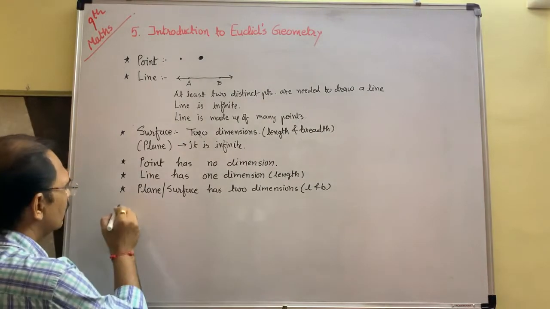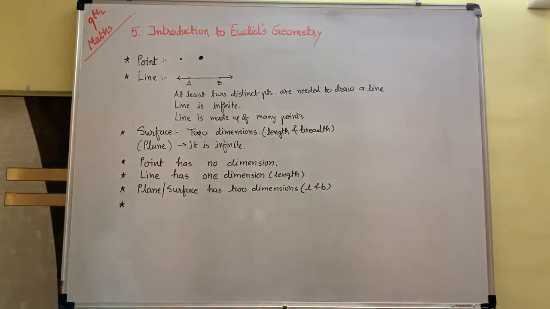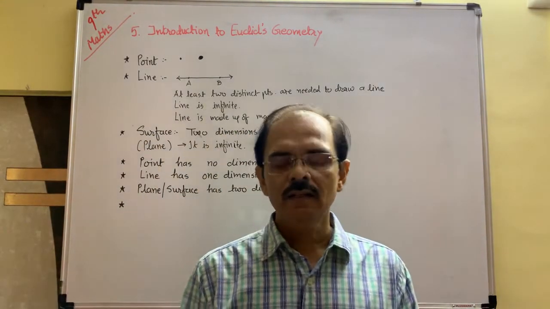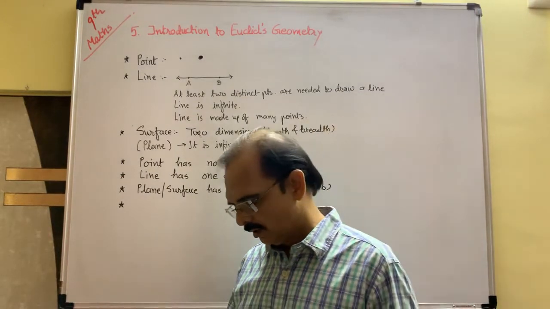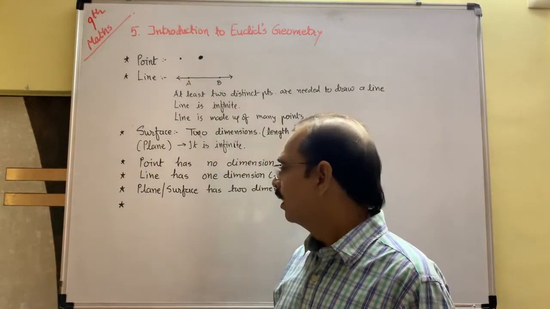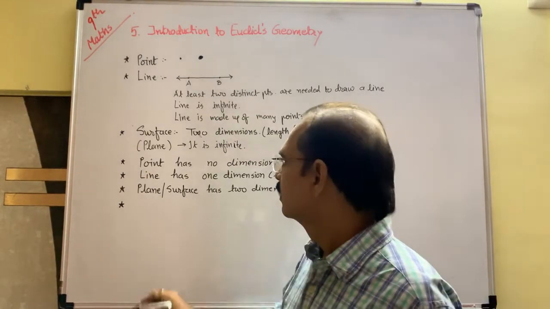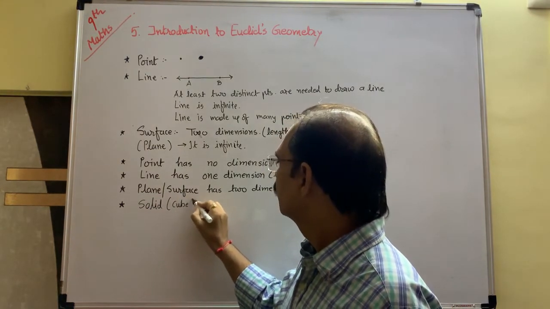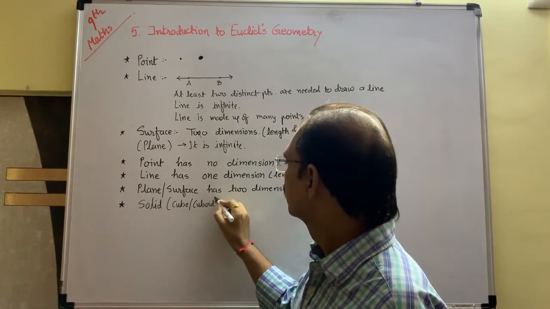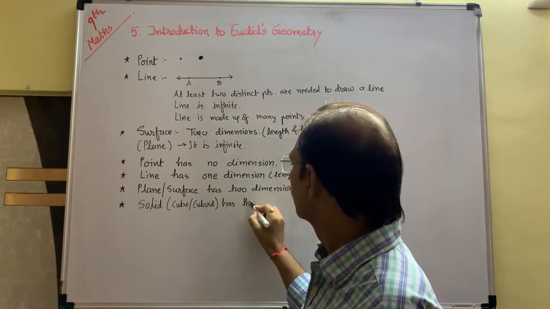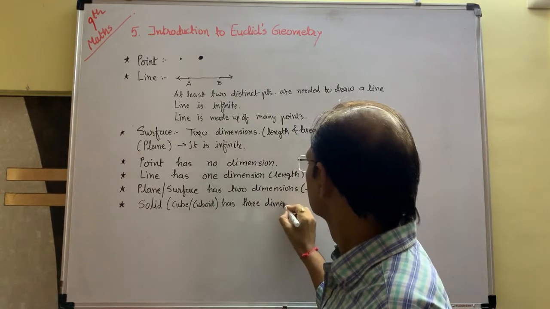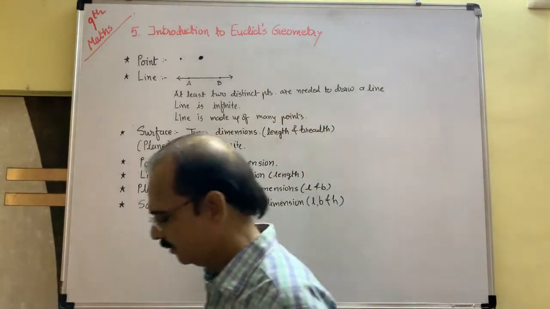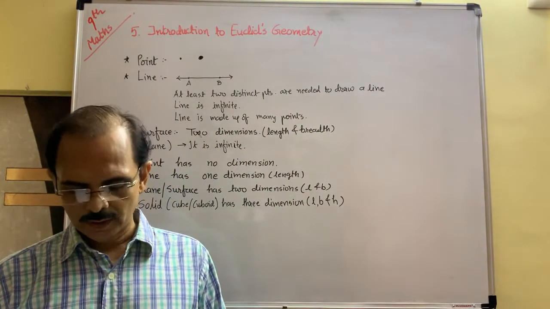Okay? And which has 3 dimensions? Cuboid has 3 dimensions. Cube has 3 dimensions. Length, breadth and height. Okay? So cube or cuboid, which we call in common language, which we call what? Solid. As for example, cube or cuboid has 3 dimensions, that is length, breadth and height. Is it okay? This is about dimension.